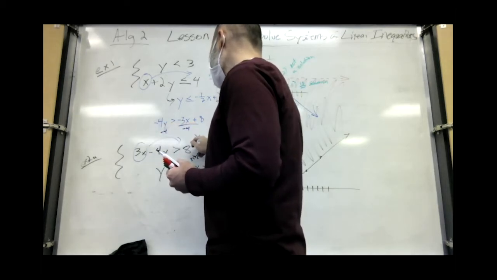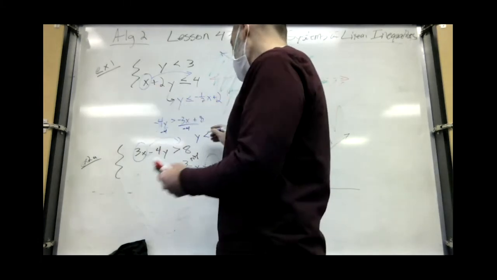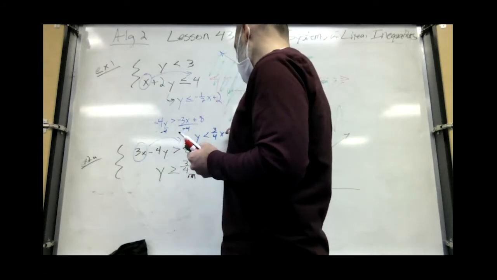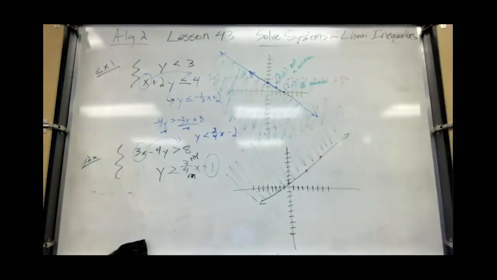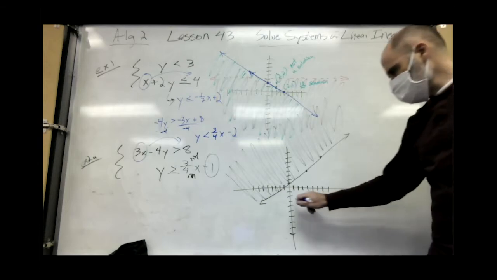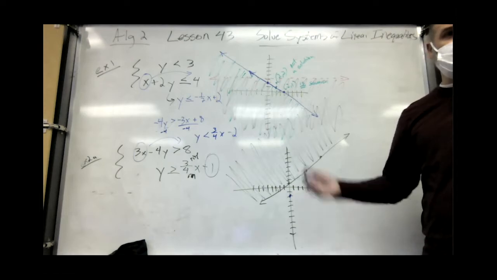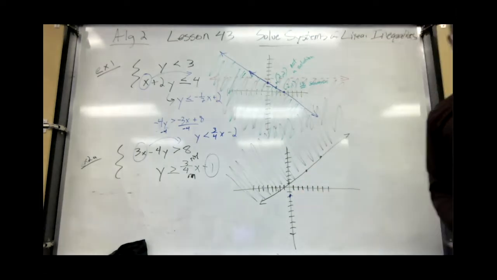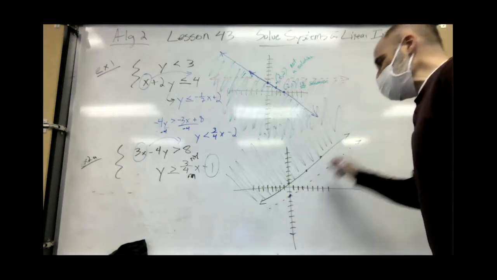So y is now less than negative 3 divided by negative 4. Negatives cancel, goes 3/4 x. 8 divided by negative 4 is negative 2. So y is less than 3/4 x minus 2. How do you graph that? Start at negative 2 on the y-axis. Yeah, same slope, up 3 over 4. So it's a parallel line. Is it a solid line or dotted line? Dotted. And it's everything less than that.